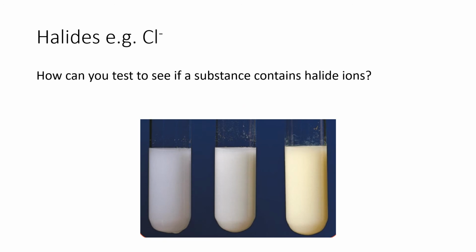So we're next going to look at halides. Halides are the halogens, which is group 7. So you have a halide ion, and examples are chlorine, iodine, bromine, etc. So how can you test to see if a substance contains halide ions? Do you remember how to do this test?